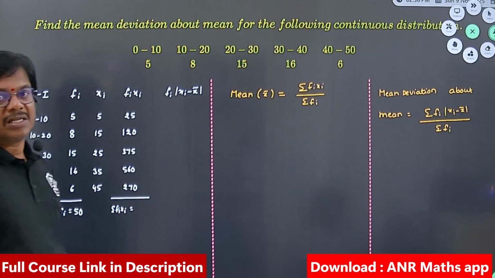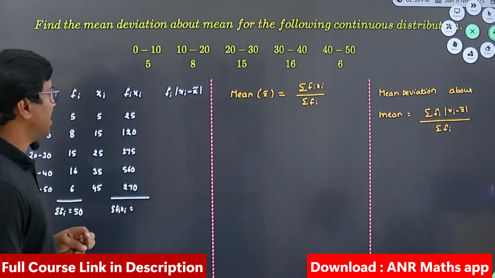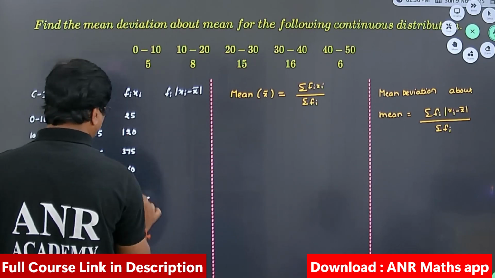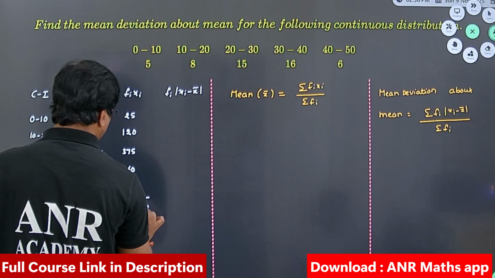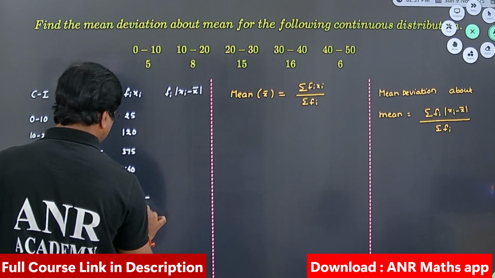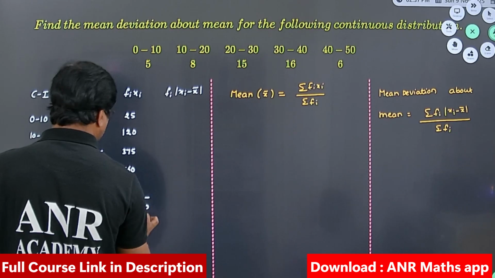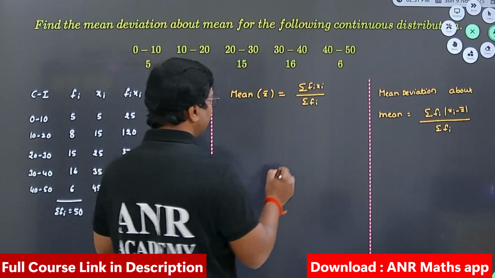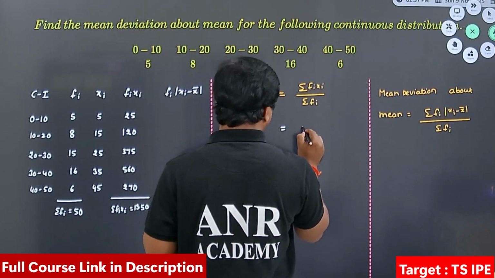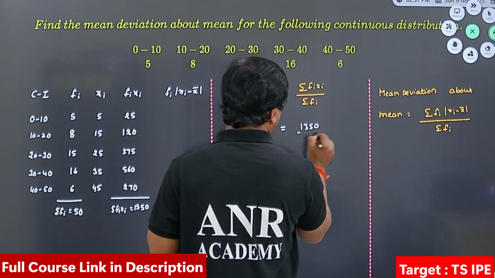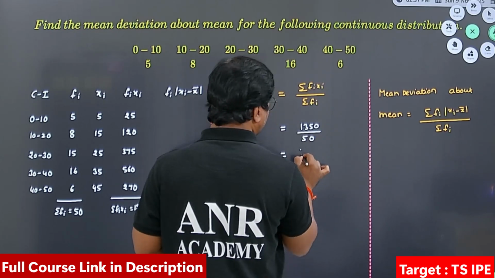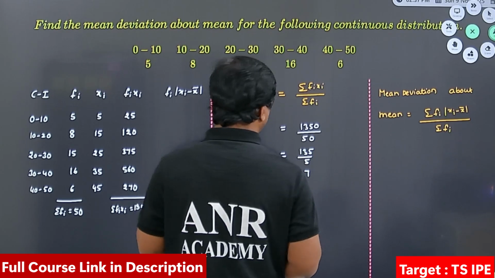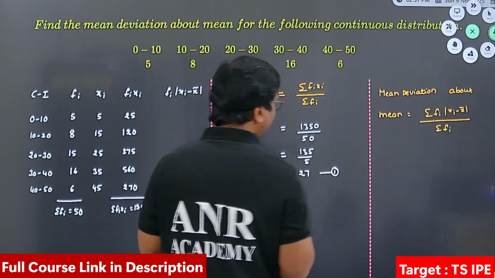Next, summation Fi xi value. Sum of all these, what do we get? 1350 we get. Now I can write here summation Fi xi value 1350 divided by 50, the zeros cancel, 135 divided by 5, that is 27, which is the mean of the data.